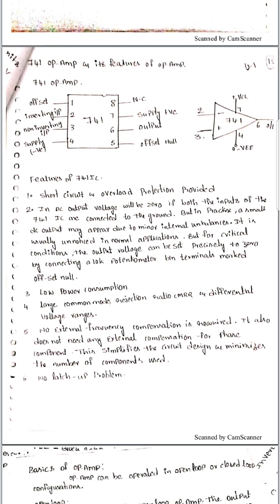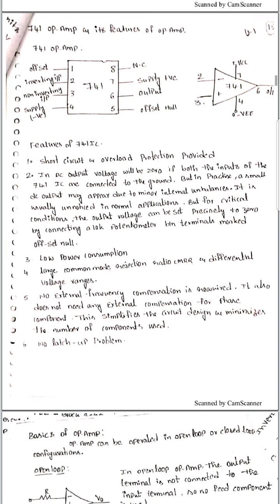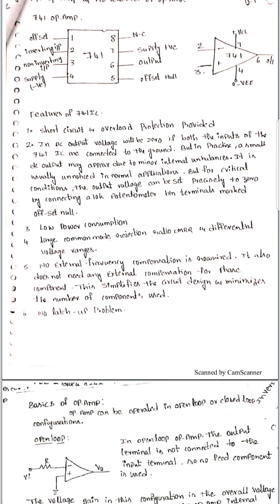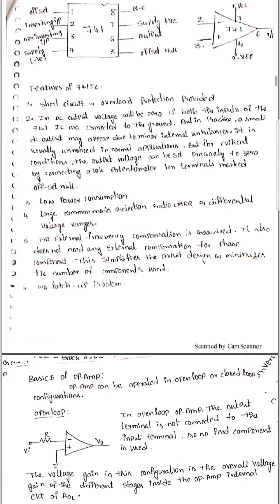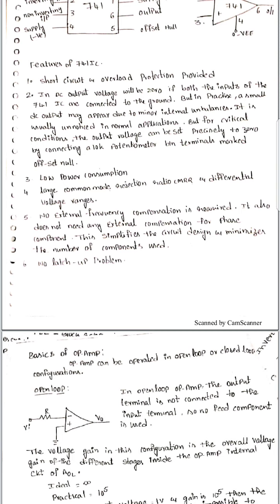Features of the 741 IC. First, short circuit and overload protection is provided. Second, the DC output voltage will be 0 if both inputs of the 741 IC are connected to the ground. But in practice a small DC output may appear due to internal unbalances. It is usually not connected in normal applications. But for critical conditions the output voltage can be set precisely to 0 by connecting a 10K potentiometer between the terminals marked offset null.